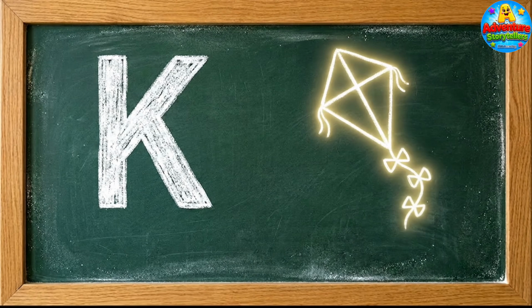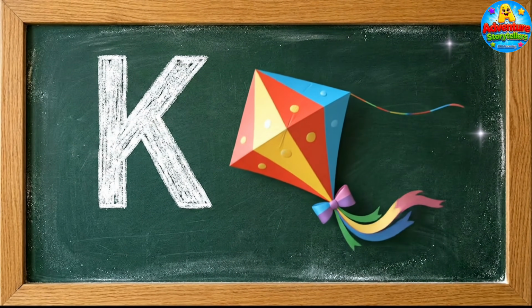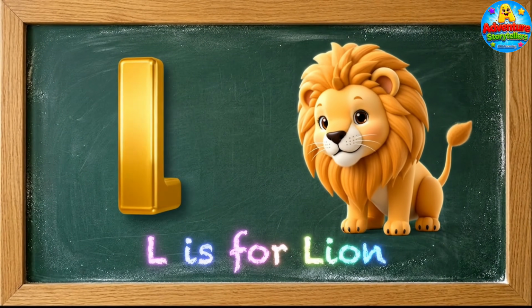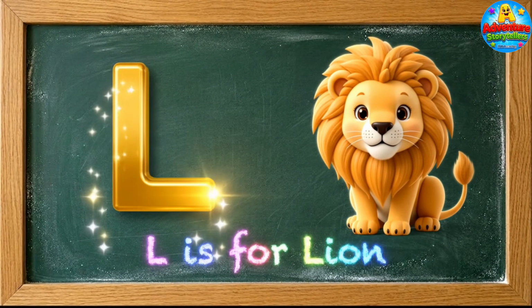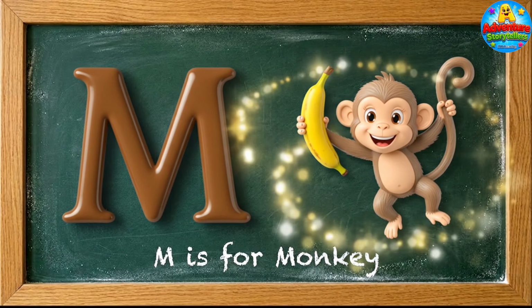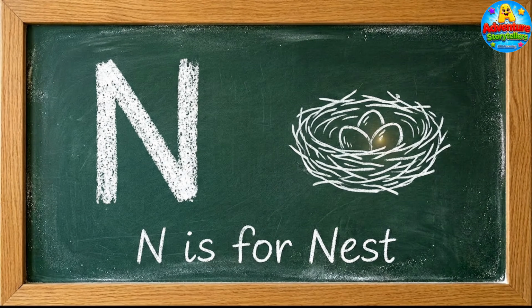K is for kite. K, kite. L is for lion. L, lion. M is for monkey. M, monkey.